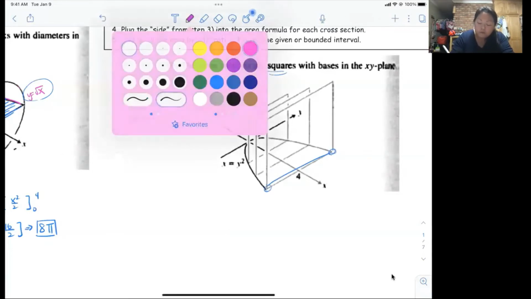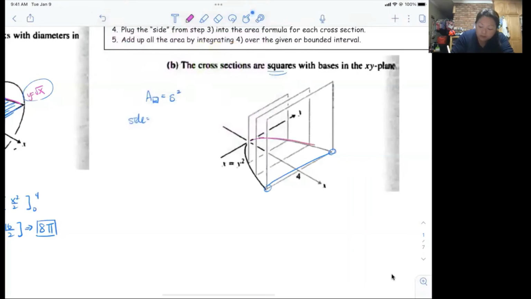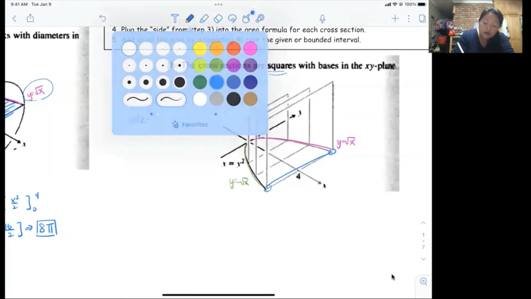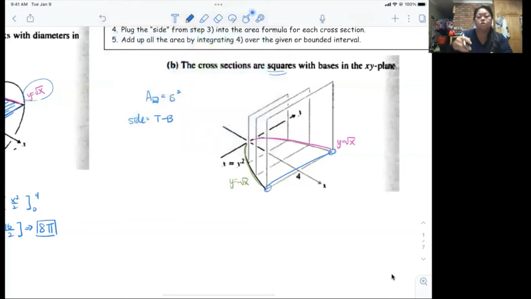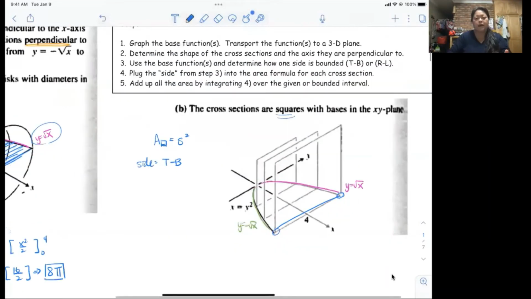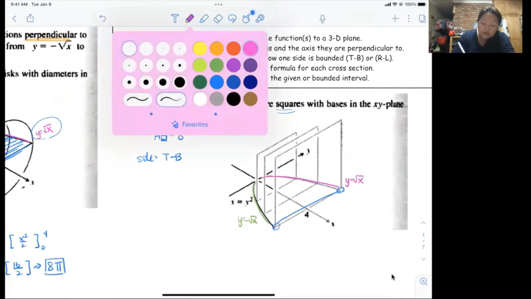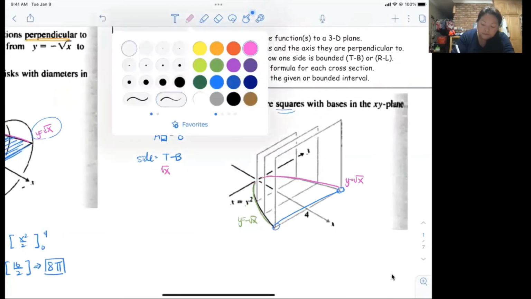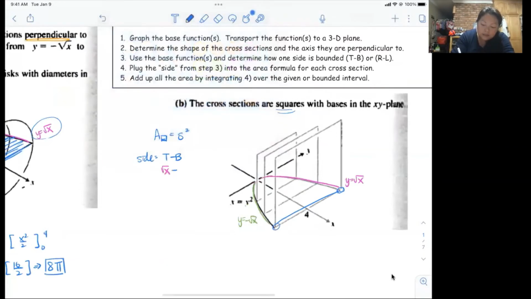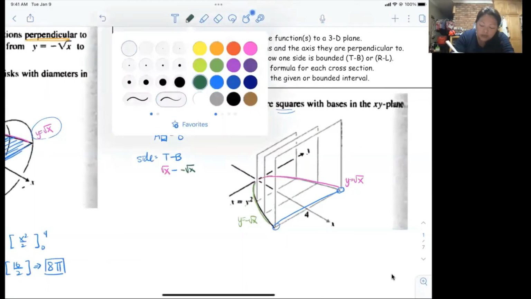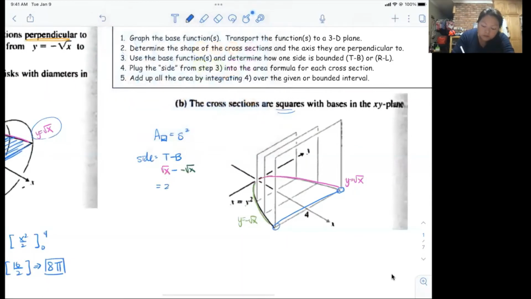So if you refer to what we drew on the previous problem, this is y equals positive root x. This function down here is y equals negative root x. So my side is going to be top minus bottom. It is restricted on top by the pink root x and on the bottom by the green negative root x. So top minus bottom in this case will be root x minus a negative root x, right? So each side in this particular picture is going to be 2 root x.